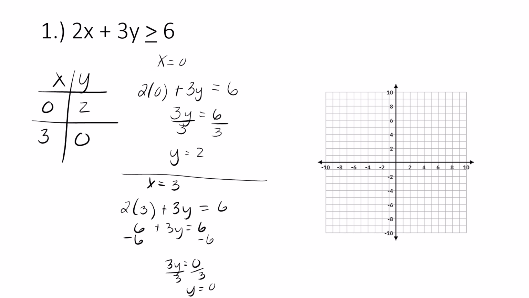All right, so back to our problem here. With 0, 2 works, and 3, 0 also works. I do have an equal to for my symbol there, so I can use a solid line.